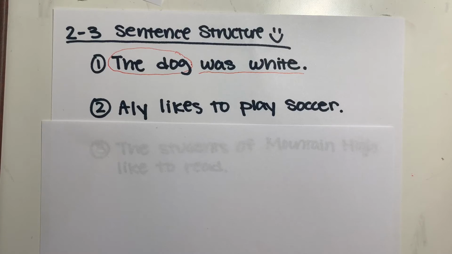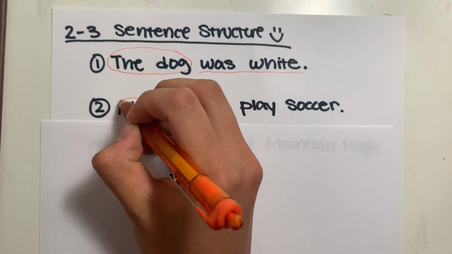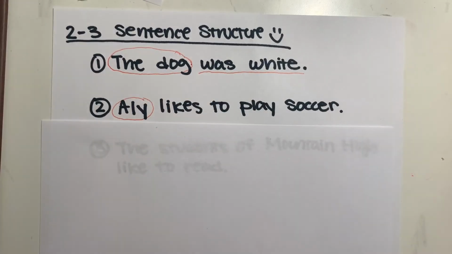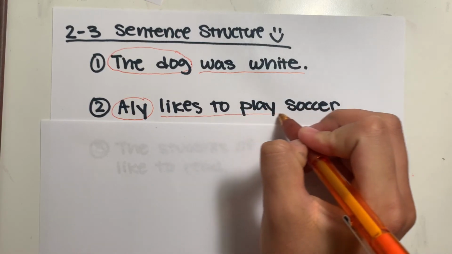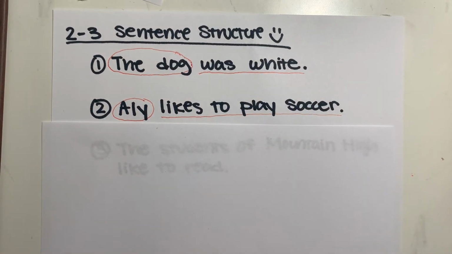Our next example, Allie likes to play soccer. Take a moment and circle which portion of the sentence you think is the subject. Well, Allie is the subject because Allie is what the sentence is about. Now take another second to underline which portion you think is the predicate. Likes to play soccer is the entire predicate because it is describing what the subject is or does. It is telling us that Allie likes to play soccer.